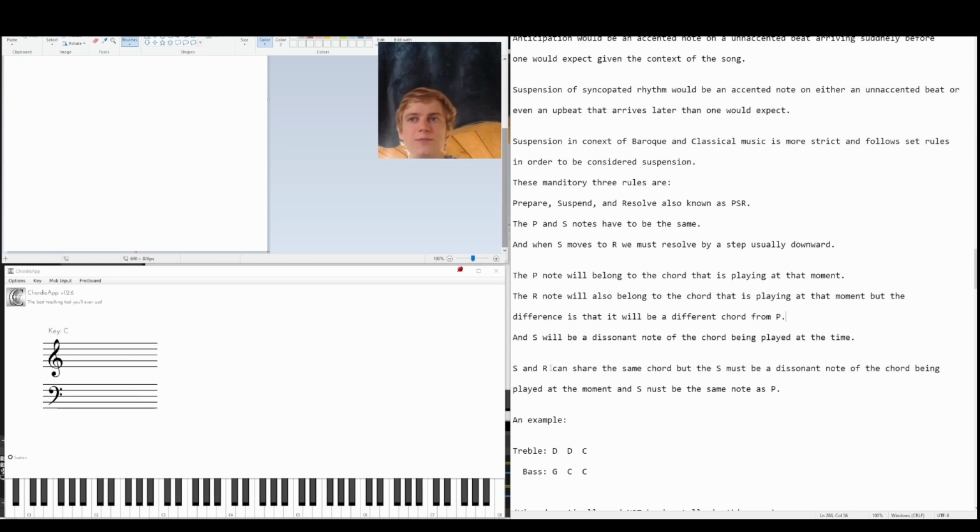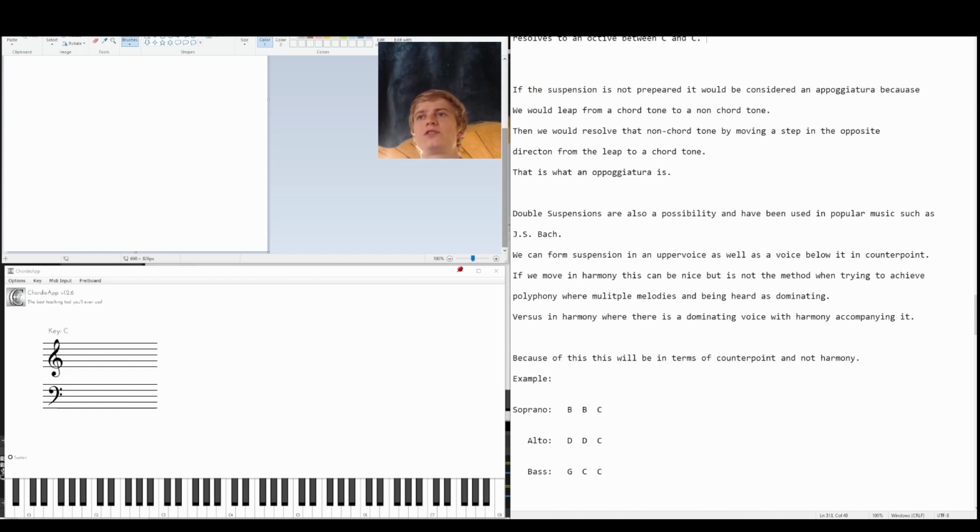As you saw in my example, the S and the R, the suspend and the resolve, steps 2 and 3, can share the same chord, but the S must be a dissonant note of the chord being played at the moment, and the S must be the same note as P.